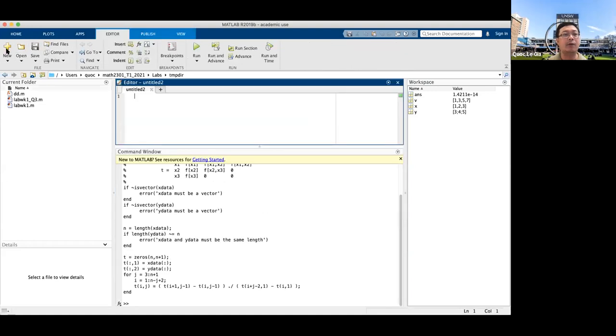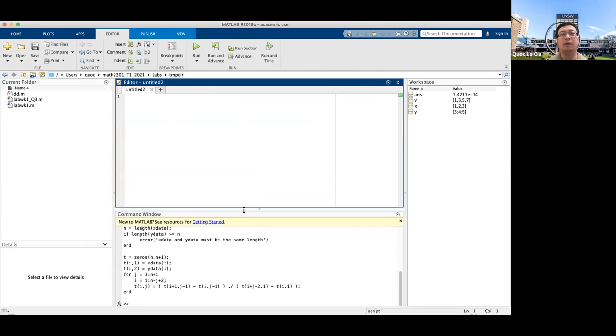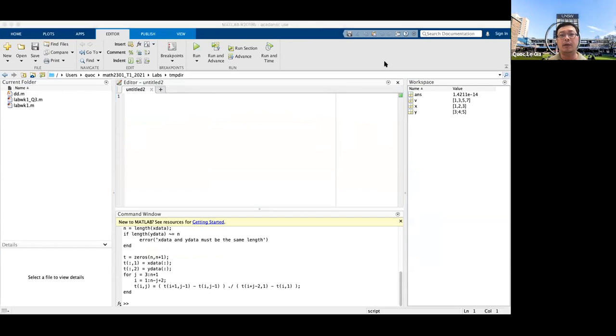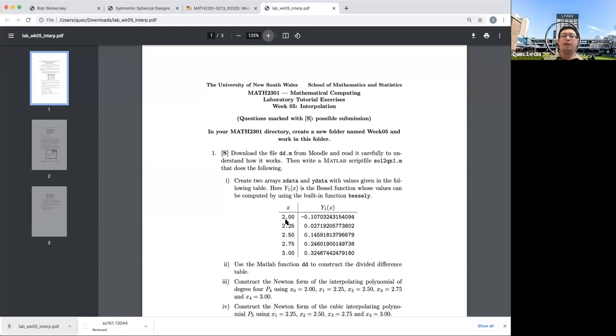So now suppose I make a new script. My new script looks like this, and if you see the problem, we have to put in the data first. The data is right here. So x is 2.0, increasing by 0.25 and stopping at 3.